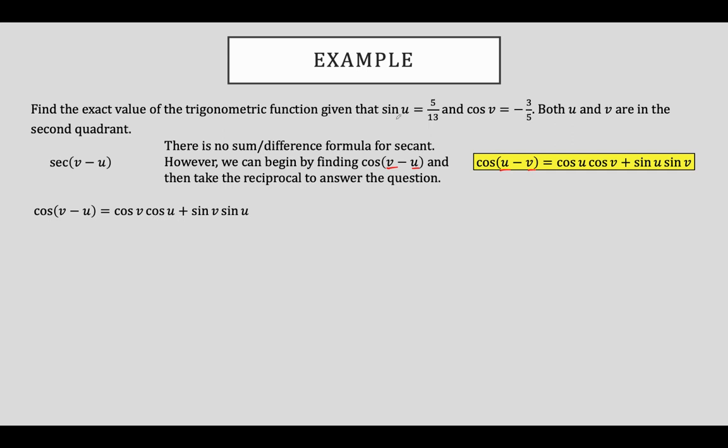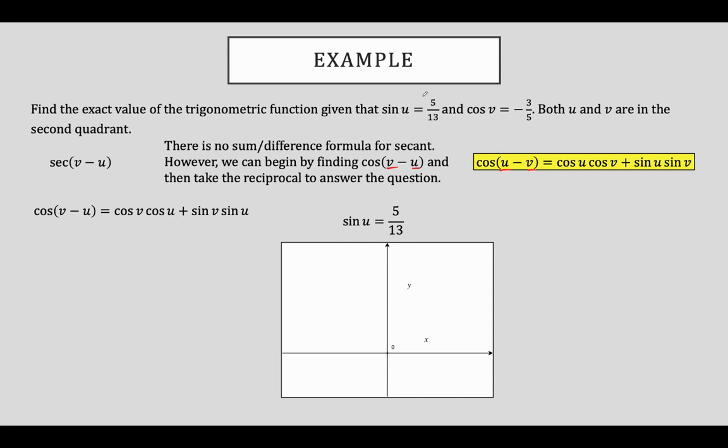Cosine u. We don't have the cosine of u, but we do have the sine of u, and that gives us enough information to draw out our angle. We know that the sine of u is equal to 5 over 13. Our definition for finding sine is y over r. We know that this angle must be in the second quadrant. That's given information here. Okay, so we can draw in our angle.